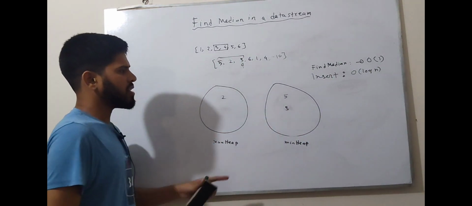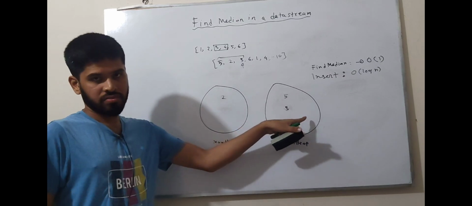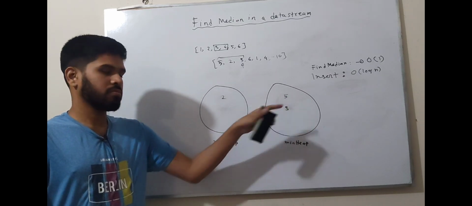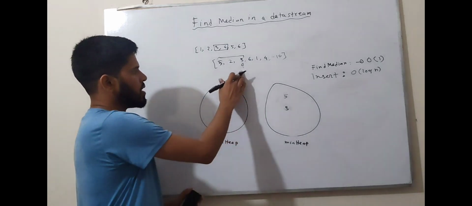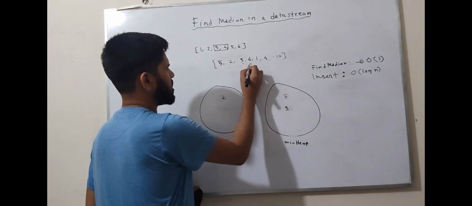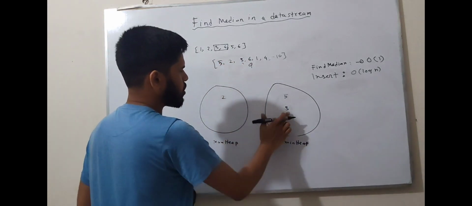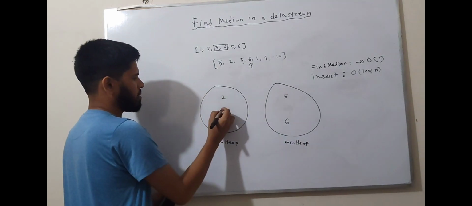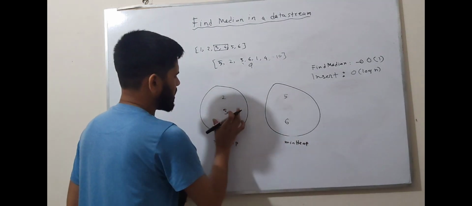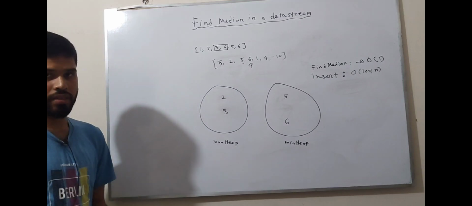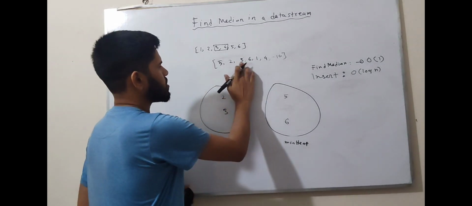So if we say what is the median? Median is 3, the minimum from the right. Okay. Let's move forward. 6. Let's insert here. What is the minimum? 3. Let's remove it. Let's put it back here. Now we see the size of min heap is not less than this. So we'll do nothing.